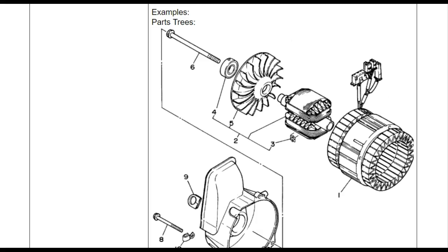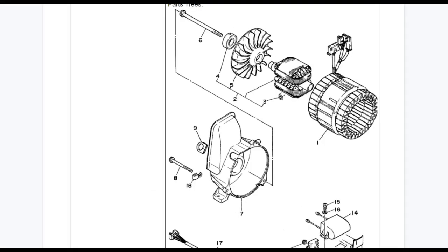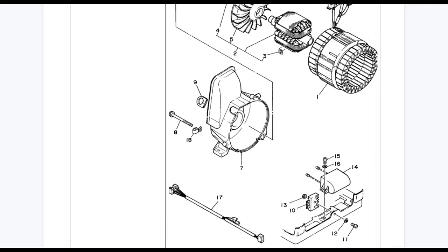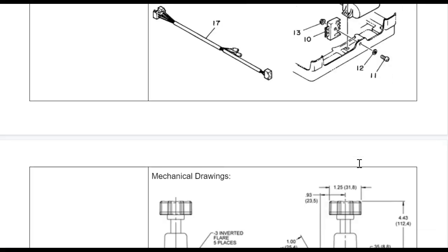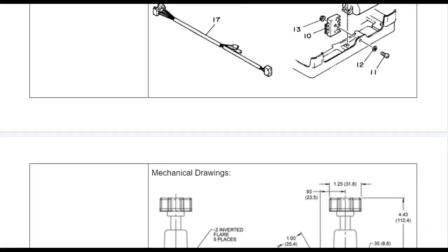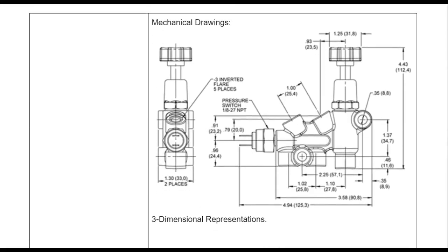So let me minimize that a little bit so you can see more of it. You've got some sort of mechanical reality here, and they're showing you how all the parts of it string together by building some sort of tree diagram. This is what we would call a parts tree. Another type of descriptive model is a mechanical drawing.